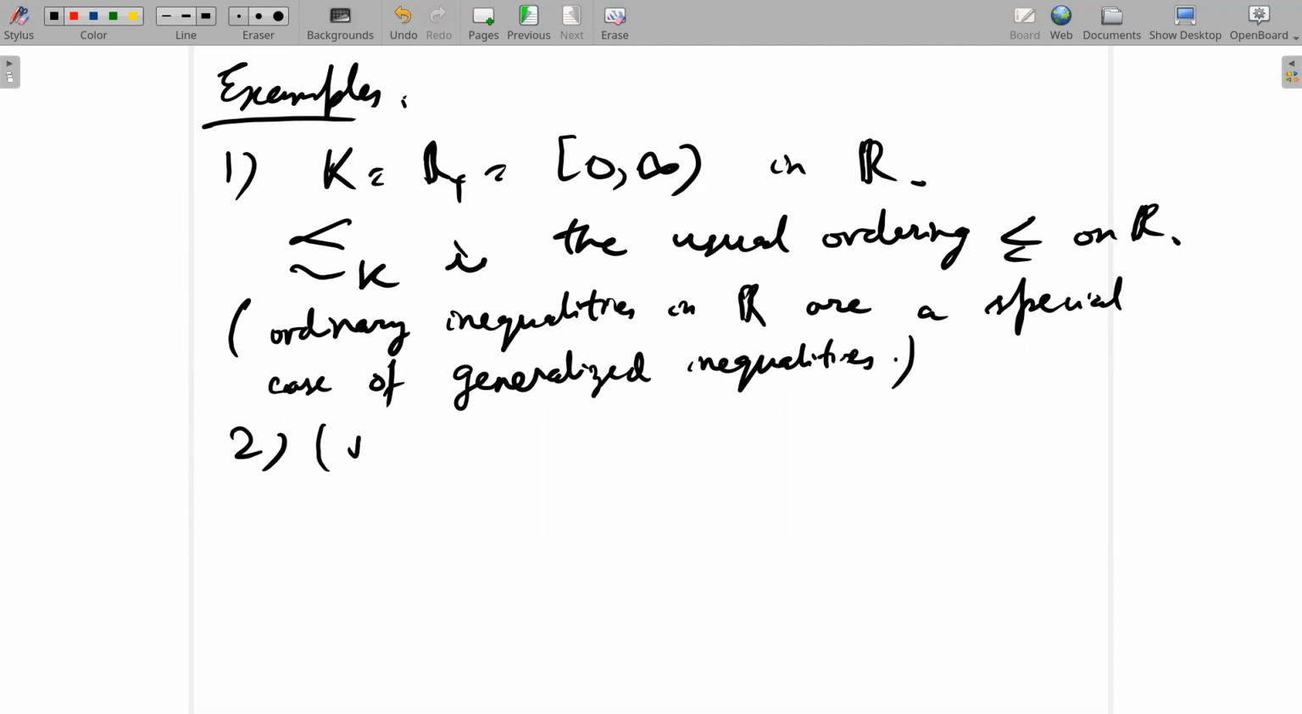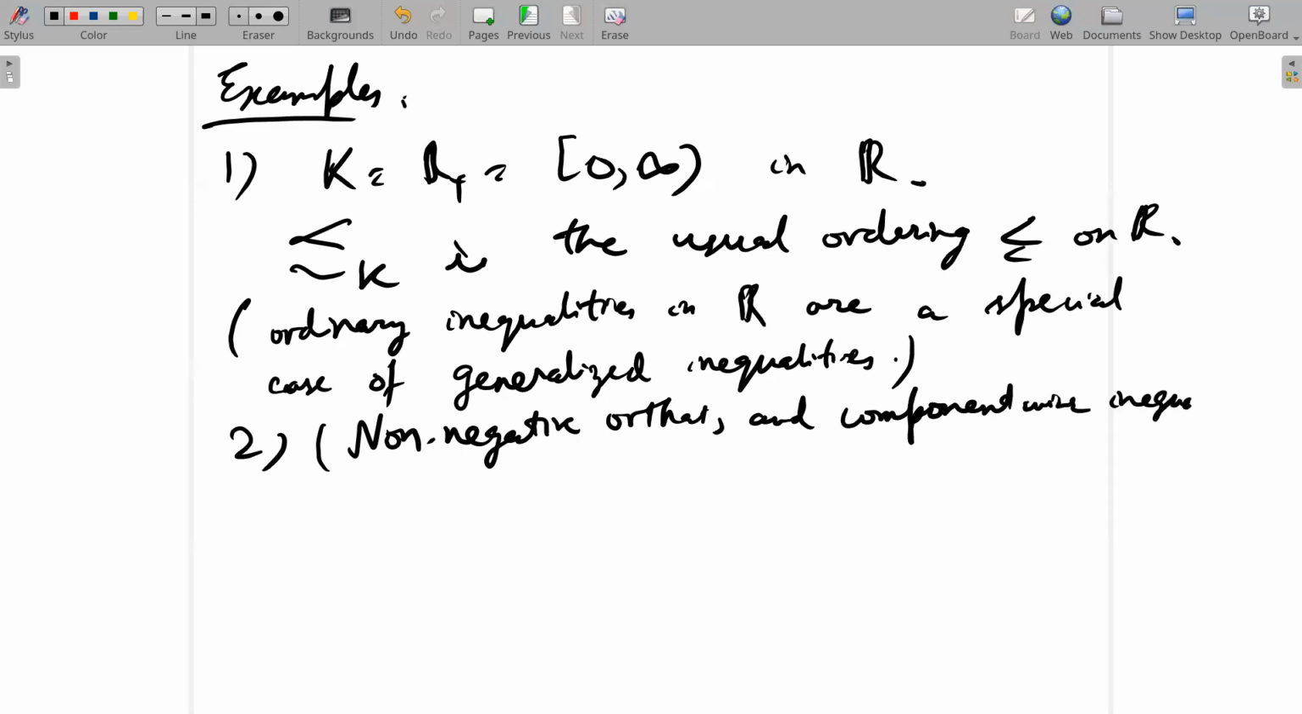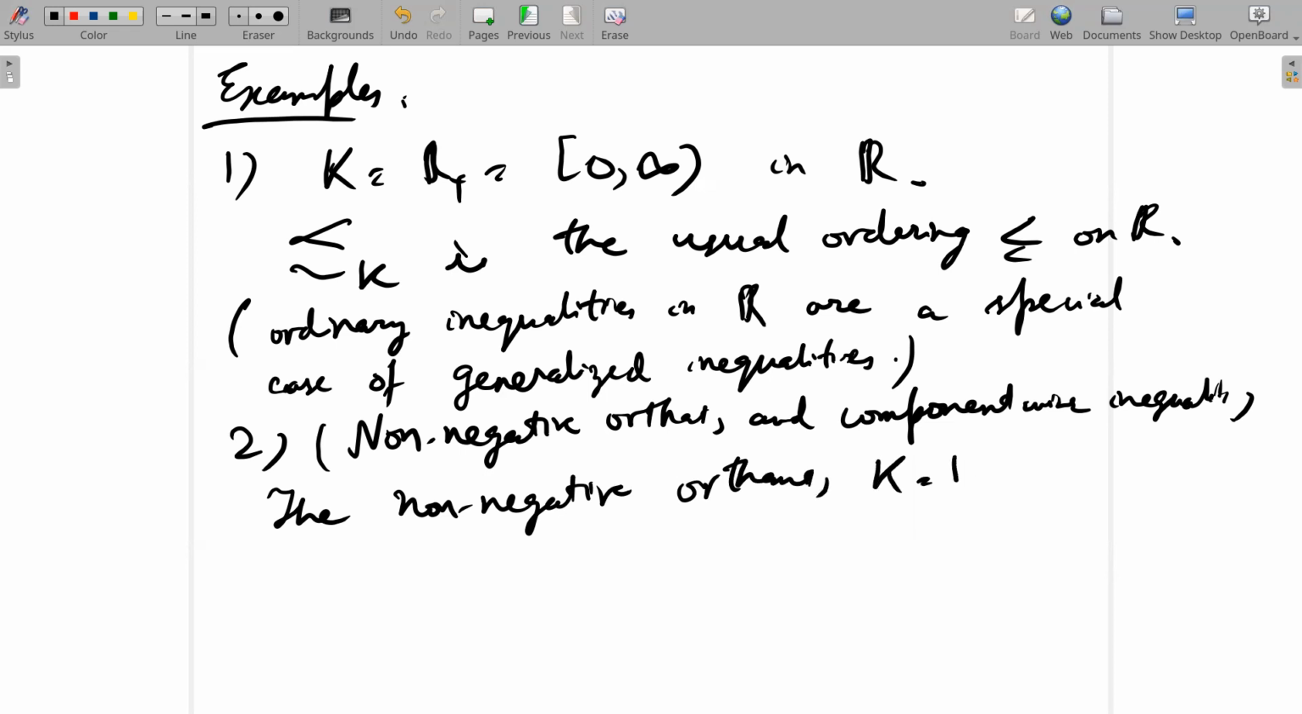Okay, not very surprising. The second example is what is actually quite important when we come to our linear programming. So non-negative orthant and component-wise inequality. So that's the second example. So what is the non-negative orthant in Rn? The non-negative orthant, K equals R plus to the n, meaning it consists of all those vectors in Rn where all the components, all the coordinates are non-negative, is a proper cone in Rn. So this is something you can verify.